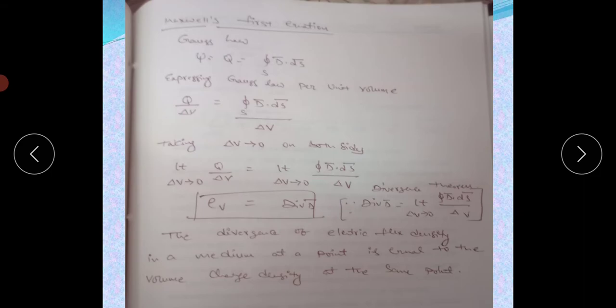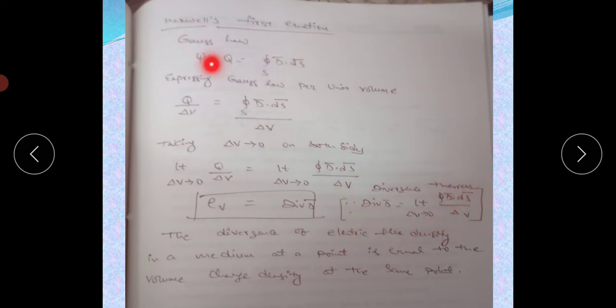Okay, next one, Maxwell's first equation. By using Gauss law, we can derive Maxwell's first equation. We know Gauss law, psi equals Q equals closed surface integral D bar dot ds bar. The divergence theorem formula is already known, so this derivation is not required; we can just use this formula. According to the divergence theorem, the divergence of D bar equals limit del v tends to 0 of closed surface integral D bar dot ds bar by del v. Okay, this is the divergence theorem.